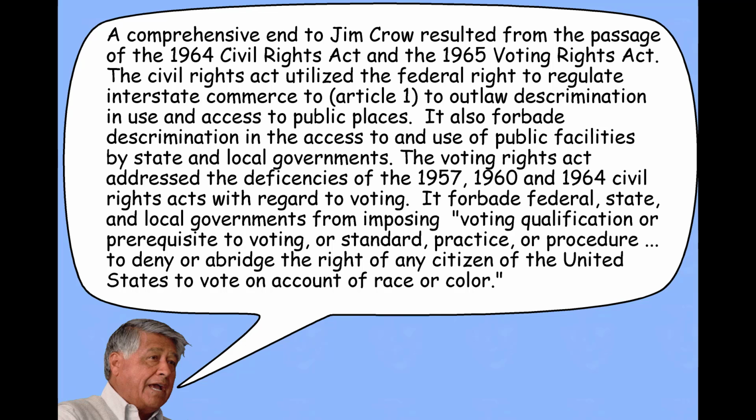The Voting Rights Act addressed the deficiencies of the 57, 60, and 64 Civil Rights Acts with regard to voting. It forbade federal, state, and local governments from imposing, to quote the law, "voting qualification or prerequisite to voting, or standard, practice, or procedure to deny or abridge the right of any citizen of the United States to vote on account of race or color."